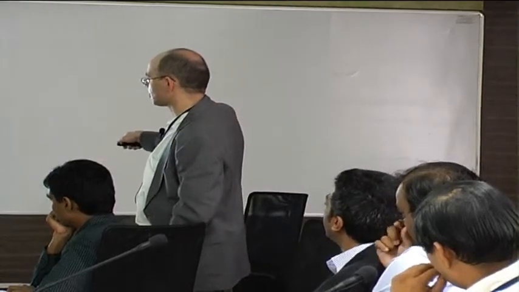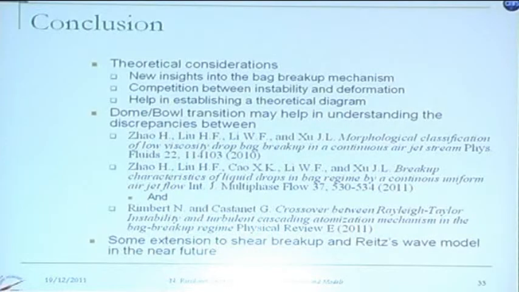Lastly, the dome-ball transition may help in understanding the discrepancies between Wei Zhao and co-worker's works and how it works with Guillaume Castanet in Nancy. And lastly, I did not speak at all about shear breakup. I'm sorry, but I did not have time to introduce it. But I think that shear breakup must somewhat be related to Professor Reitz's wave model and to the Kelvin-Helmholtz instability. So maybe this way of reasoning can be extended to the Kelvin-Helmholtz instability and to Professor Reitz's wave model.